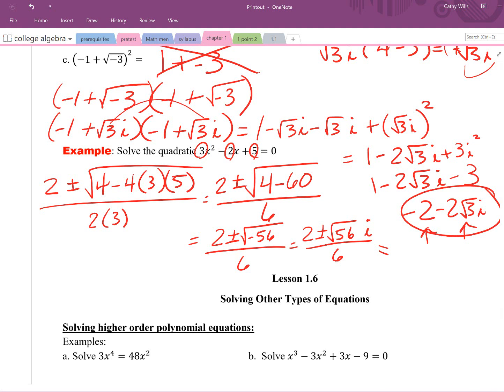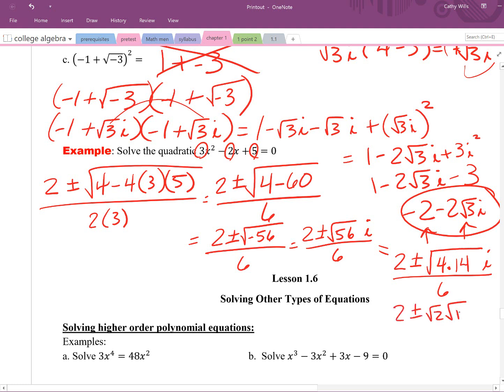4, therefore, is a factor of 56. So 2 plus or minus the square root of 4 times 14i over 6. So you can take 2 plus or minus the square root of 4, square root of 14i, over 6. I'm just breaking up that square root into 2 square roots. So 2 plus or minus 2 square root of 14i all over 6.